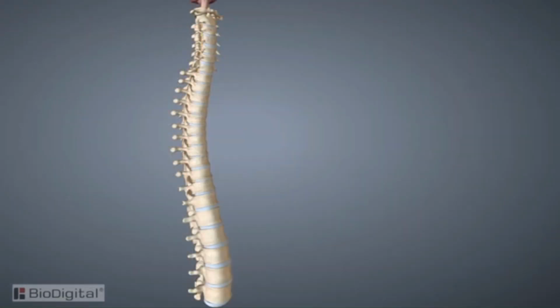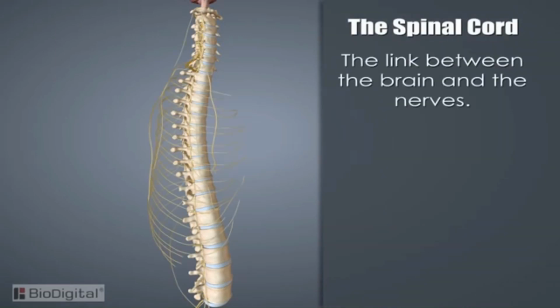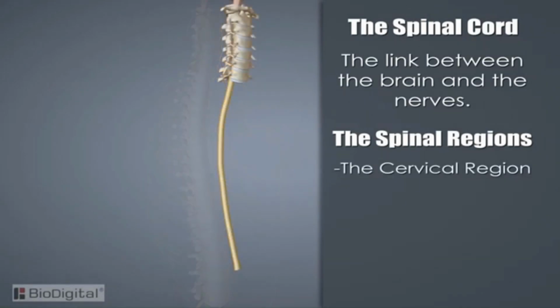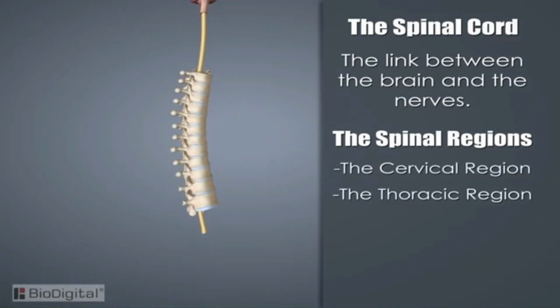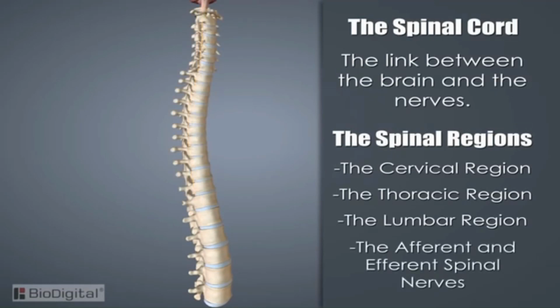The other half of the central nervous system is the spinal cord, and the spinal cord is the link between the brain and the nerves and the rest of your body. The spinal cord is divided into 4 different regions: the cervical, thoracic, lumbar, and afferent and efferent spinal nerves, which merge to form the peripheral nerves.